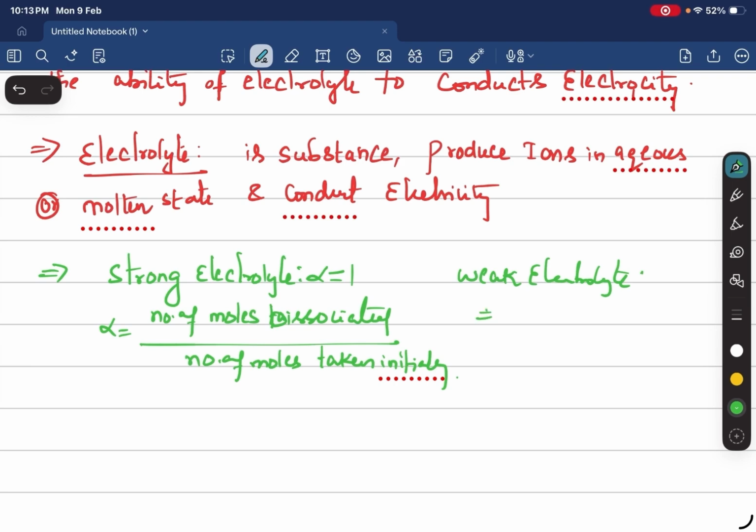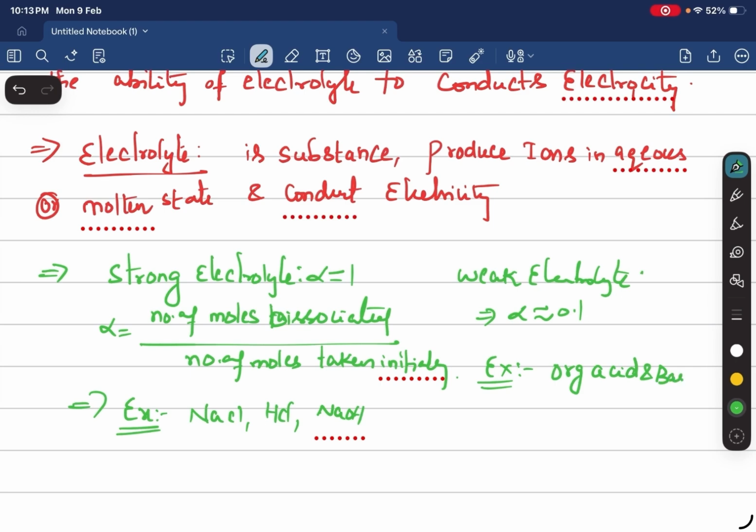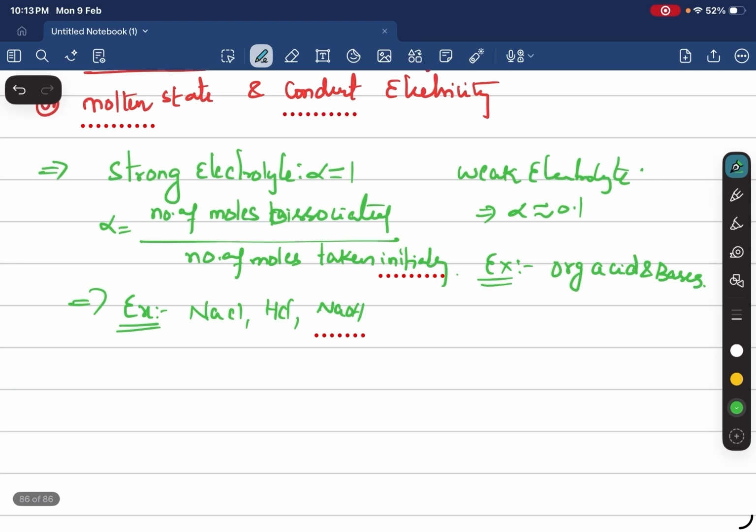Weak electrolyte means the alpha value is approximately 0.1, that means only 10% of the electrolyte is going to dissociate. Examples for strong electrolytes: all strong acids, strong bases and salts, NaCl, HCl, NaOH. Weak electrolyte examples: weaker acids and bases, organic acids and bases, and some inorganic ones also, like H2CO3 or HCN.